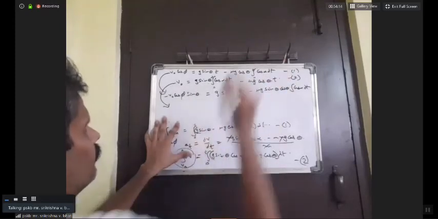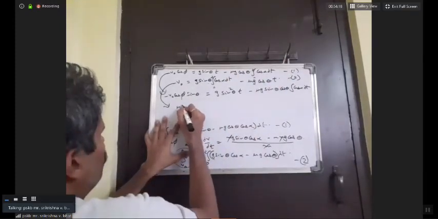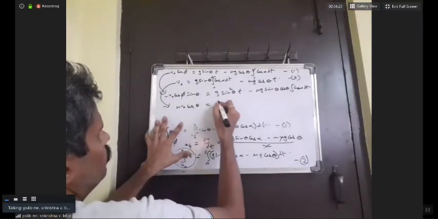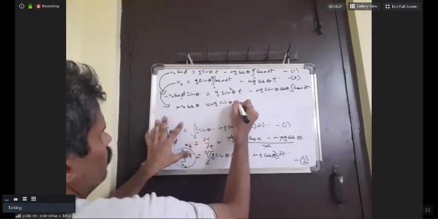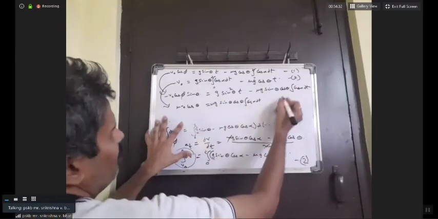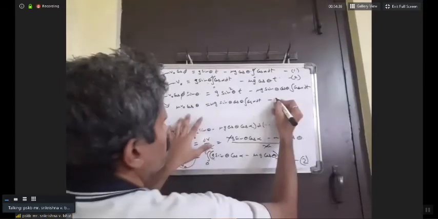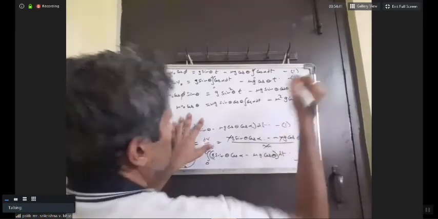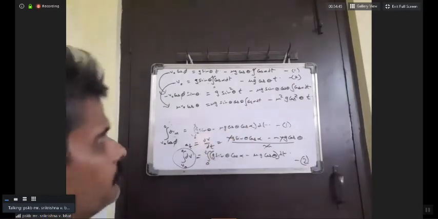And the second equation, we are multiplying with mu cos theta. So it becomes mu v naught cos theta equal to mu g sin theta cos theta into integration of cos alpha, and then minus, because we are multiplying with mu cos theta, it becomes mu square g cos square theta. And then adding both the equations, we can eliminate this unknown quantity.